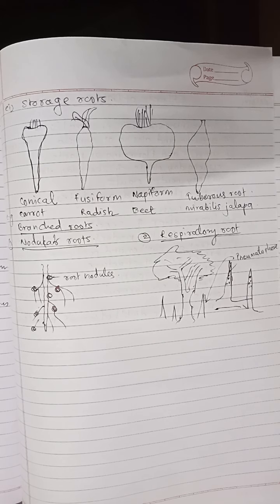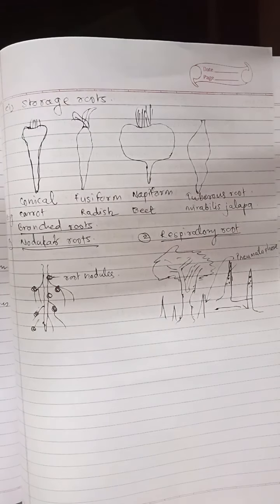And these respiratory roots are found in the Sundarbans of West Bengal. This is about the modification of the taproot system. In the next period, we will see the modification of adventitious roots, etc.